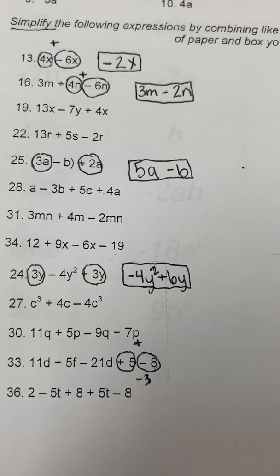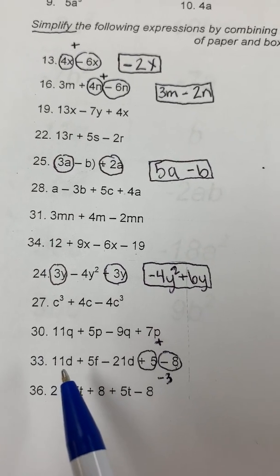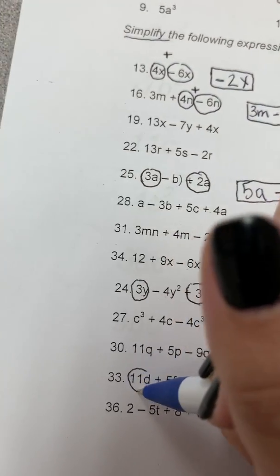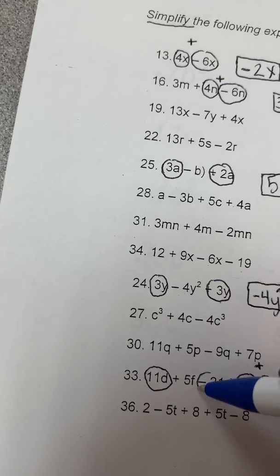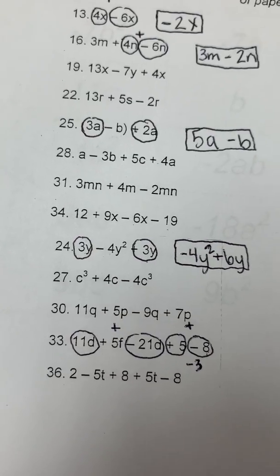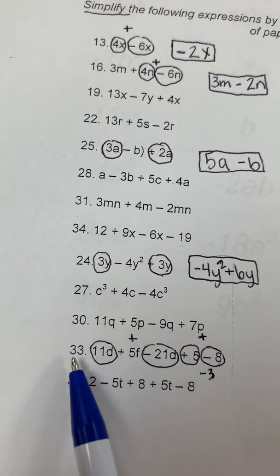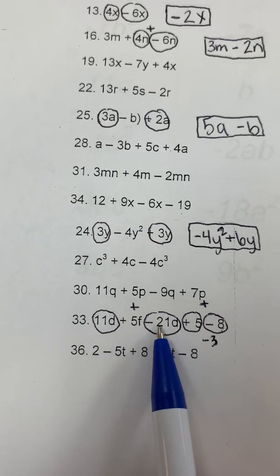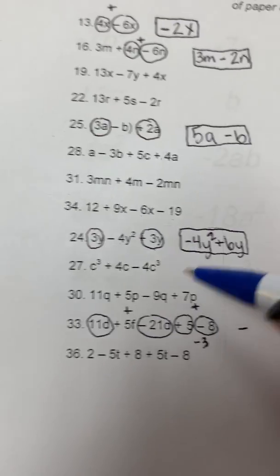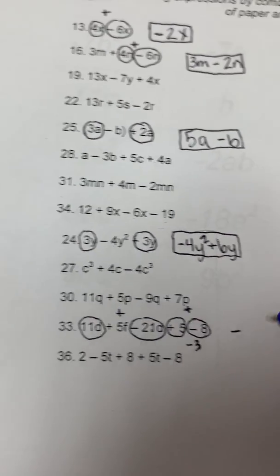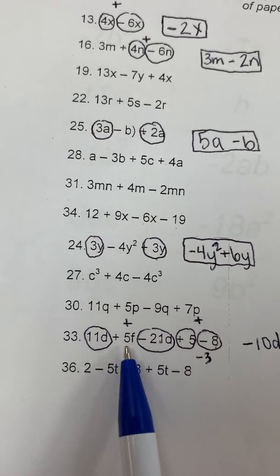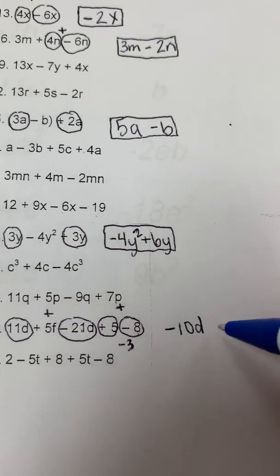And then I always want my variables in alphabetical order. So I'm gonna go ahead and do 11D and negative 21D, combine those first since they are alphabetically first. 11D and negative 21D. Again, we're adding those together. I have different signs, a negative and a positive, so I have more negatives than positives. So my answer is going to be a negative for that. And I have 10 more negatives than positives, so my answer is negative 10D. 5F doesn't have any like terms to combine with, so I just bring it over.